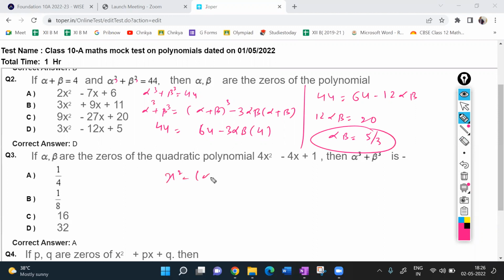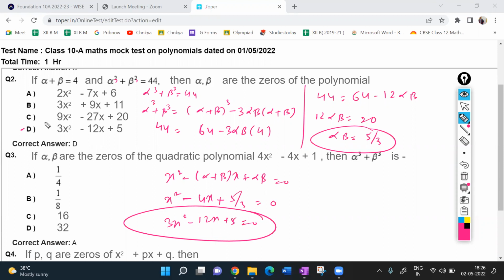So sum of the roots into x plus alpha beta, this is the formula. Now here 4x plus 5 by 3. So 3x square minus 12x plus 5 equal to 0, it is matching now. So option D is correct. If it is cube, then only the option is matching. Understood my point? How I solved?